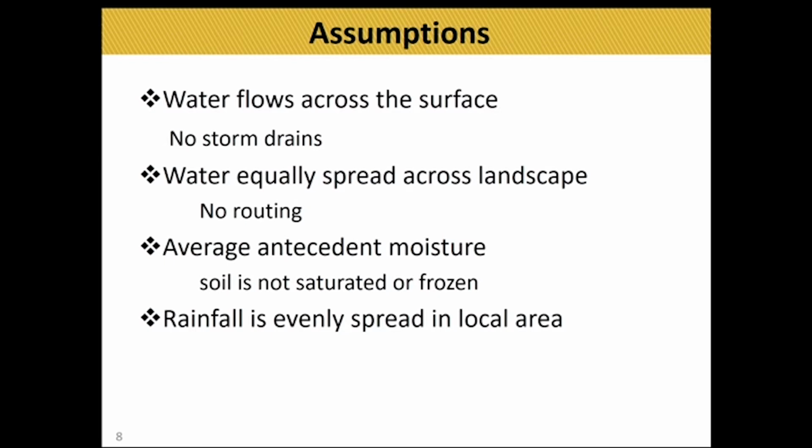We assume the water is equally spread across the landscape. We don't include the stream. The water doesn't fall in the stream and disappear. It's just X amount of rain over the whole valley leads to X amount of runoff over the whole valley.